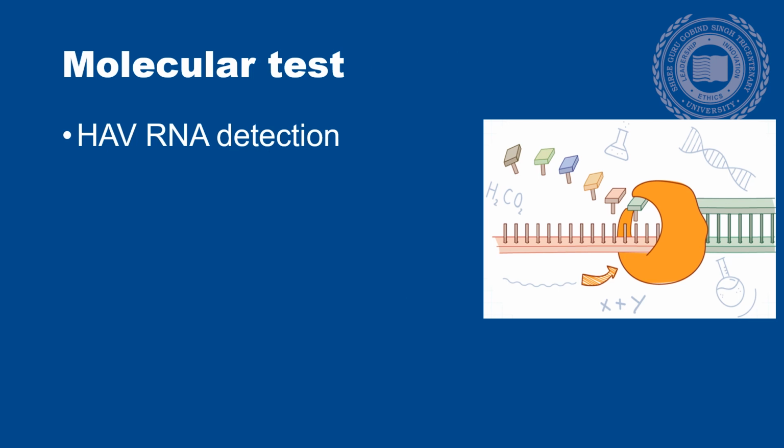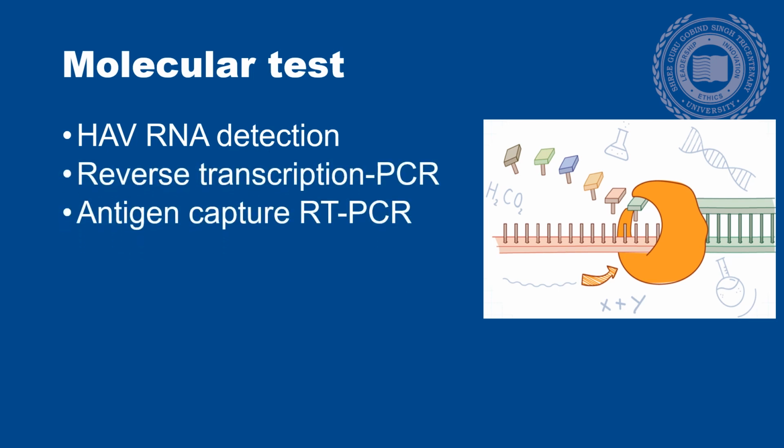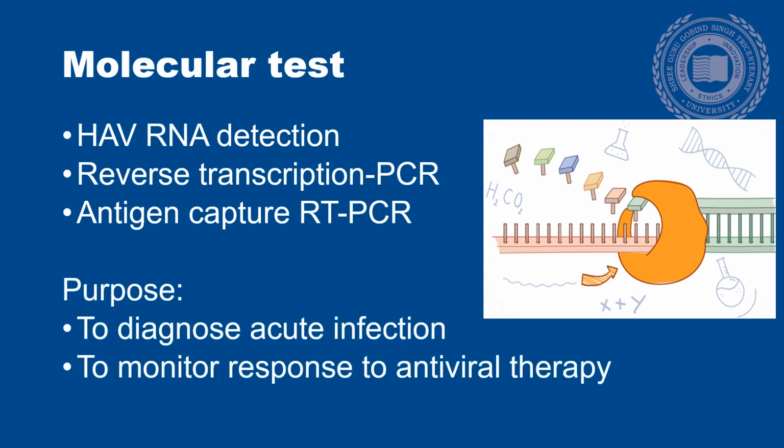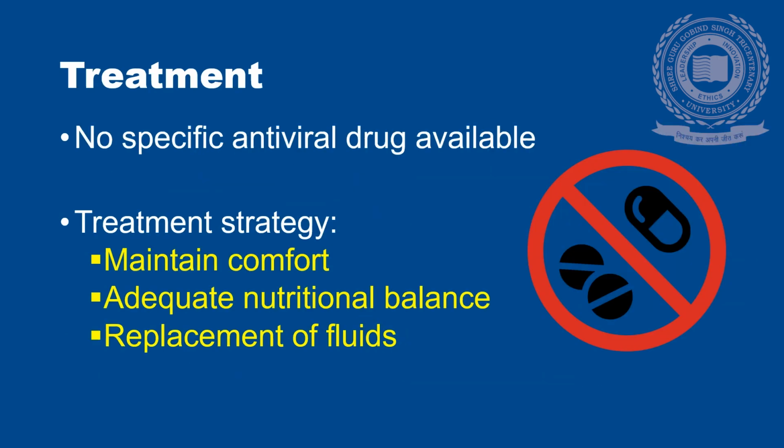Molecular tests detect the HAV RNA through reverse transcription PCR or antigen capture RT-PCR. The purpose of this test is to diagnose the acute infection or monitor response to therapy. There is no specific antiviral drug for hepatitis A virus cure. The treatment strategy includes maintaining comfort of the patient, adequate nutritional balance, and replacement of the fluids which are lost due to diarrhea or vomiting.